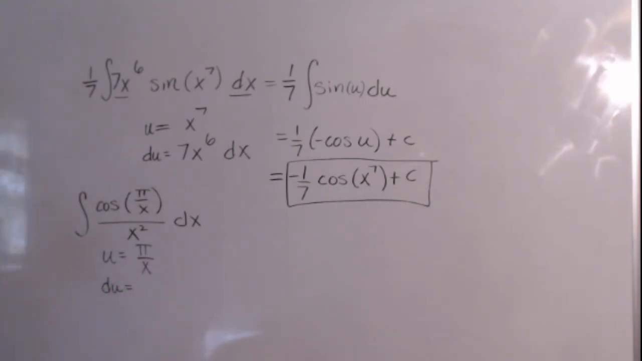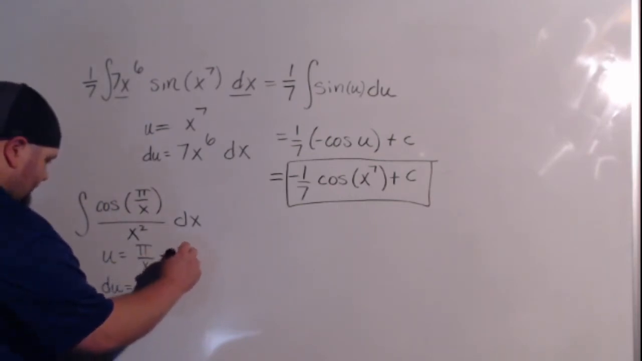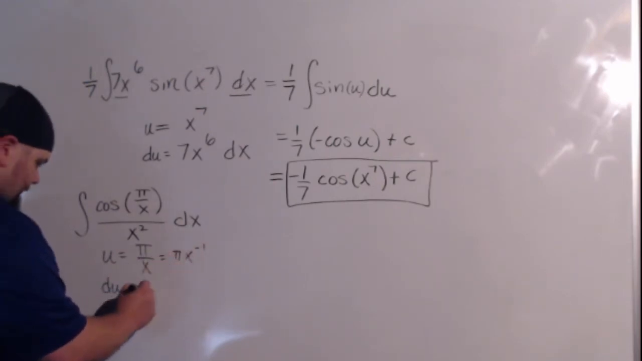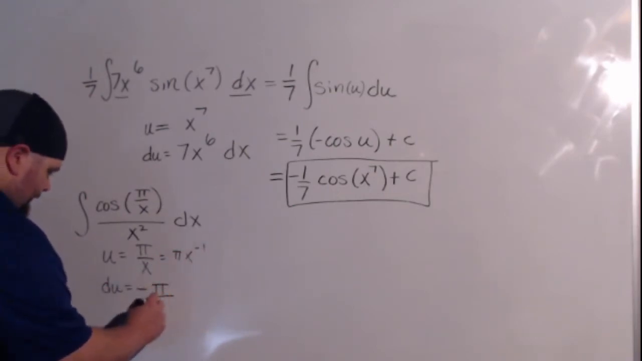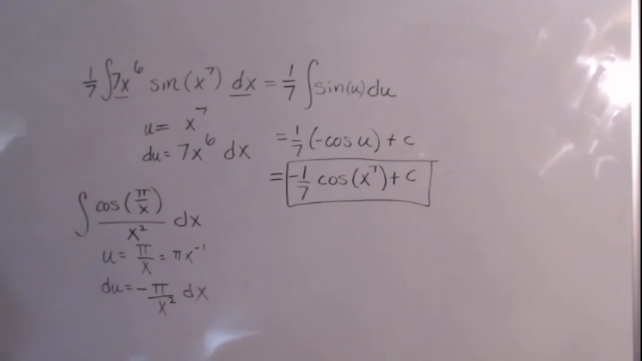Du then is going to be the derivative of this, which is going to be, and if you want you could write this as pi x to the negative 1. So remember, you bring the negative 1 down and make this to the negative 2. So it would be that.